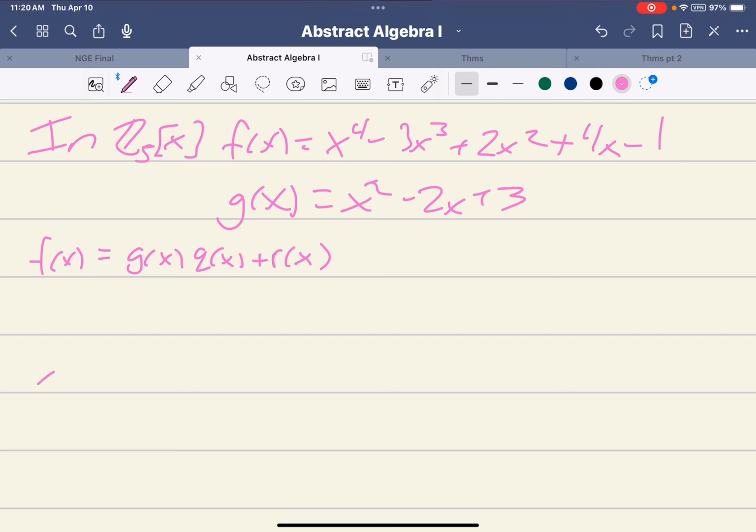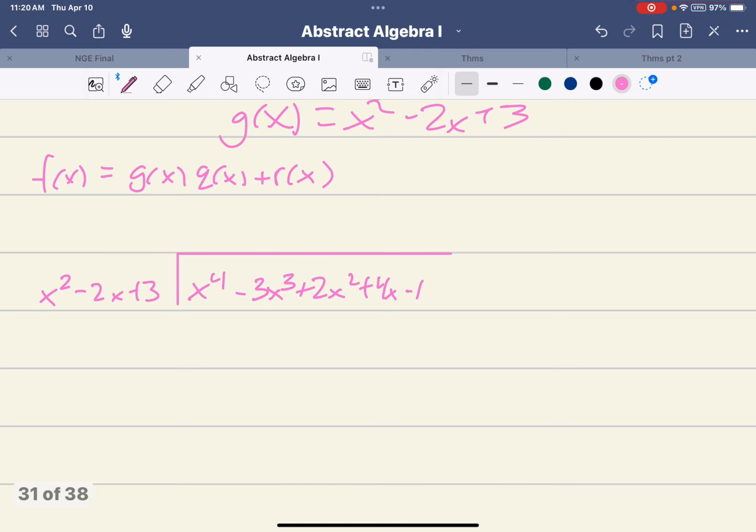We set up our long division. We have our dividend, I believe is the name. No, wait, divisor? I think this is our divisor and our other one's our dividend. Not sure. But the small one goes on the outside, and the big one goes on the inside.